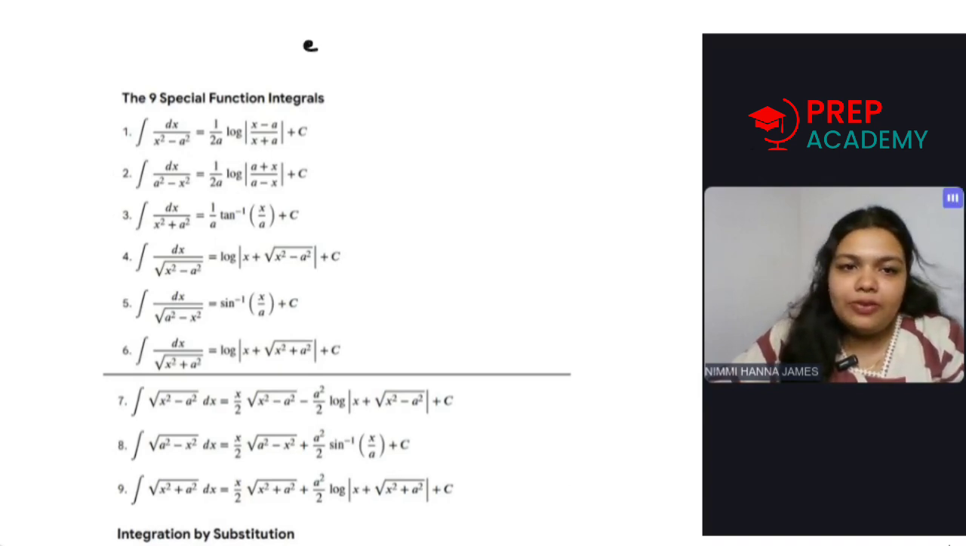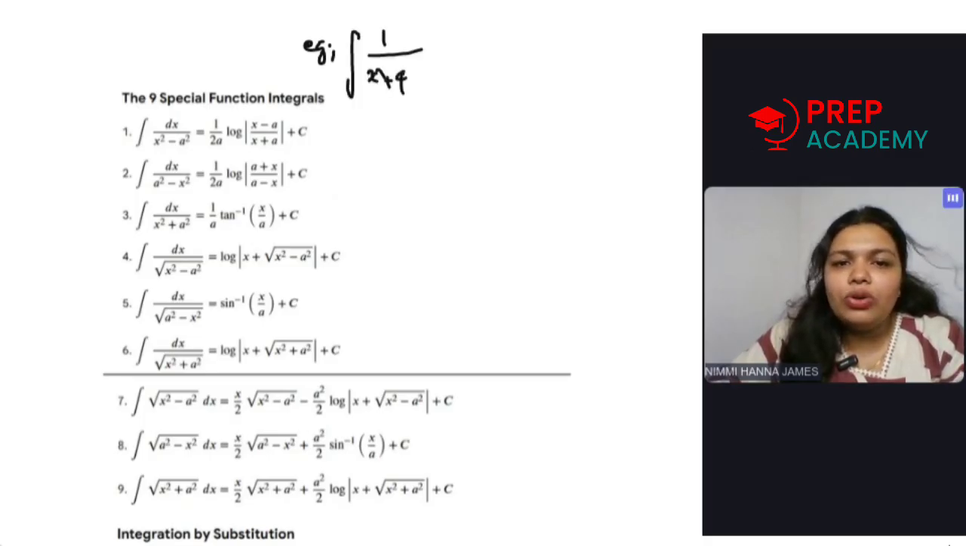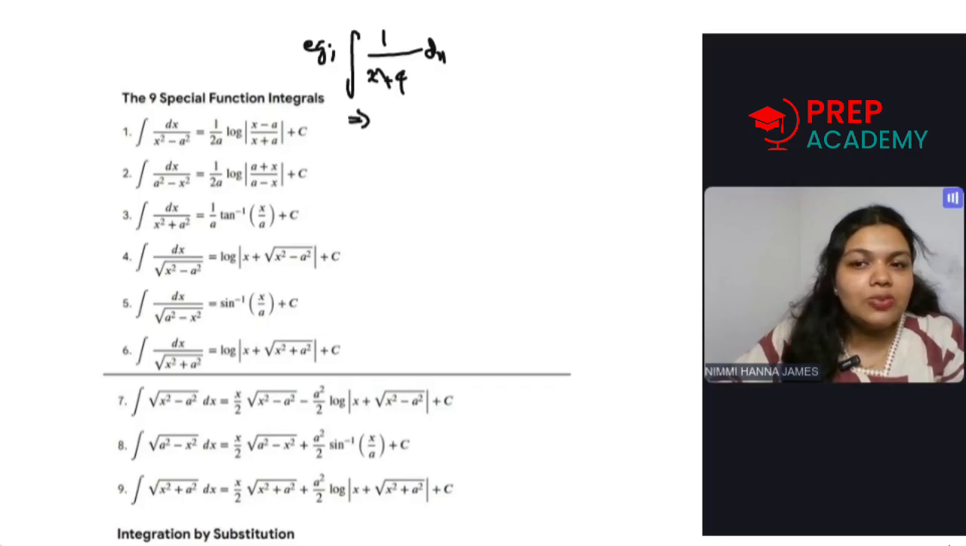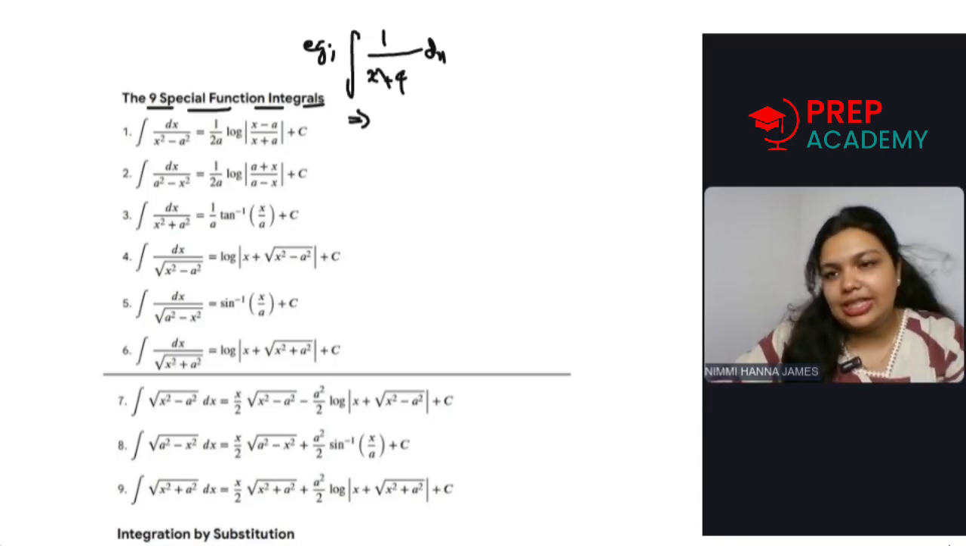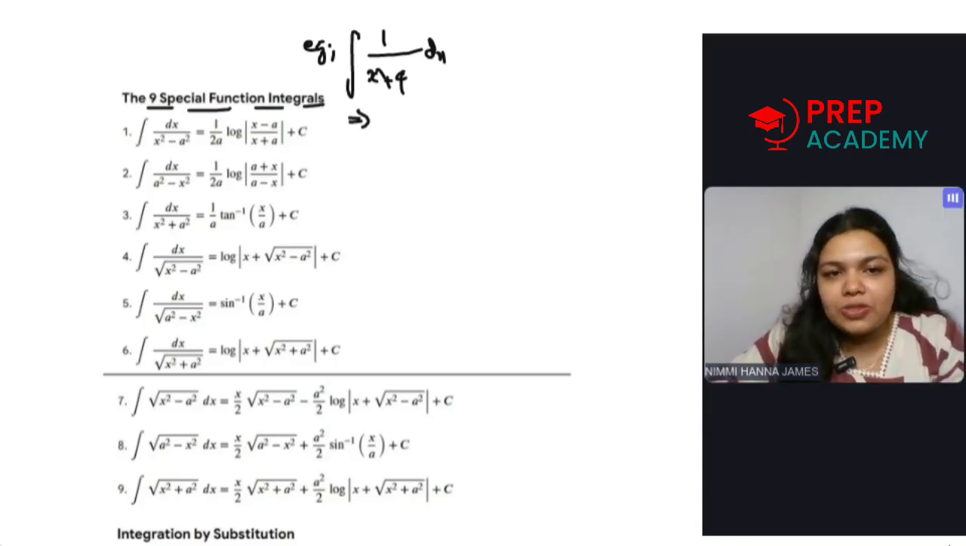So for example, I'll give you an example. It is integral 1 by x squared plus 4 dx. When we see such a question, we have to think, do I know any function whose differential is 1 by x squared plus 4? Not directly. That's why we have these 9 special function integrals. If you know these 9 special functions, the question might not be directly in this form.